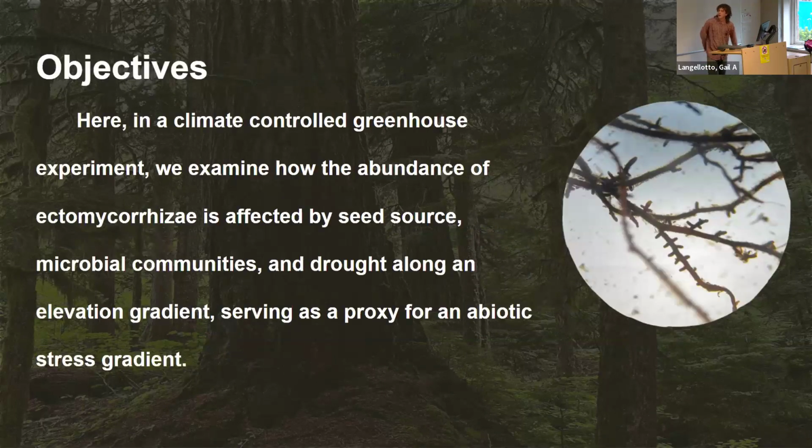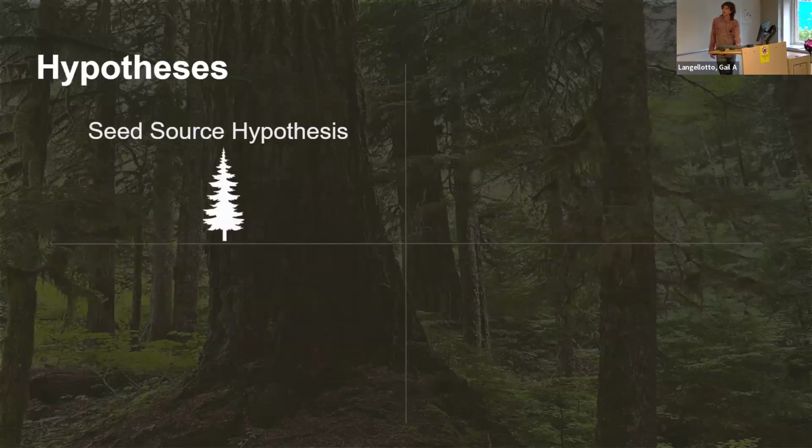So here, in a climate-controlled greenhouse experiment, we see how the abundance of this ectomycorrhizal partner is influenced by local seed source, microbial communities, and drought from along an elevation gradient, which we hope serves as a proxy for an abiotic stress gradient. So to really explore this, we created 4 hypotheses.